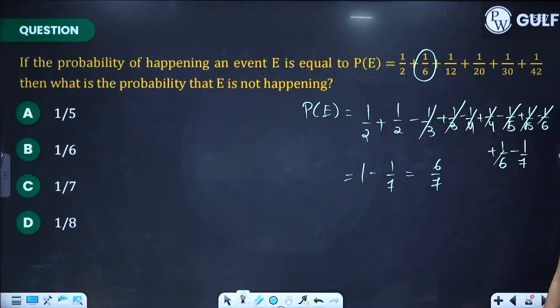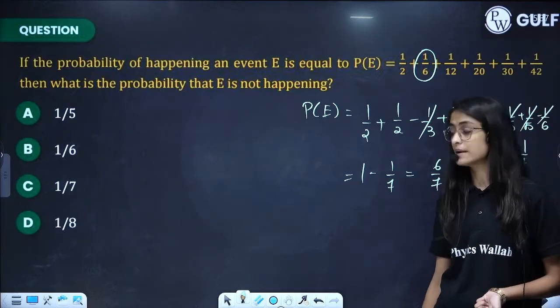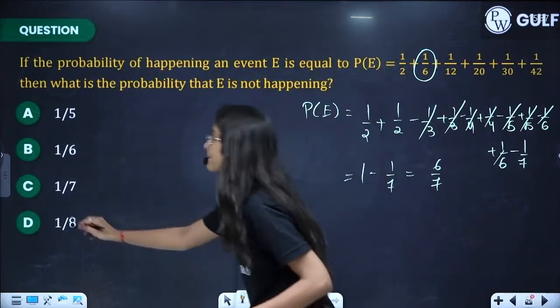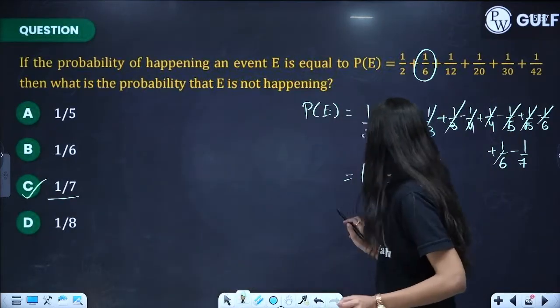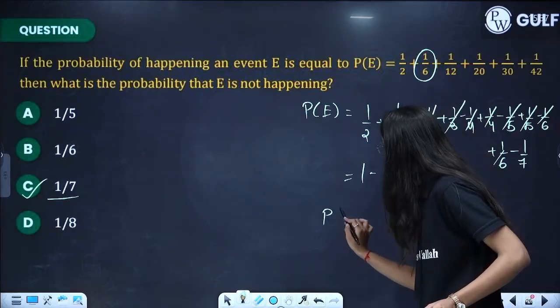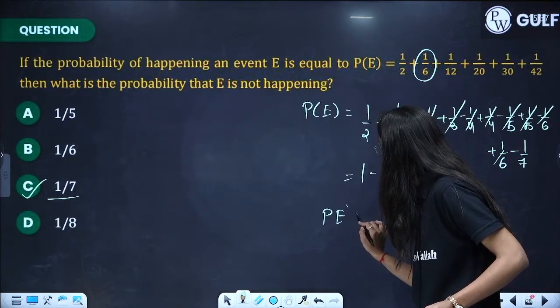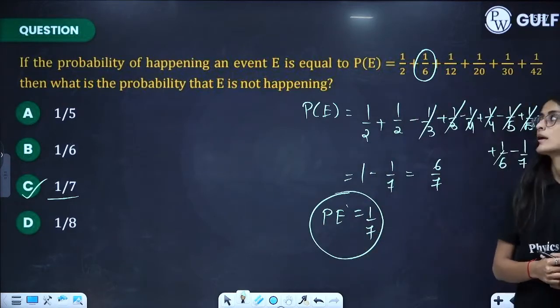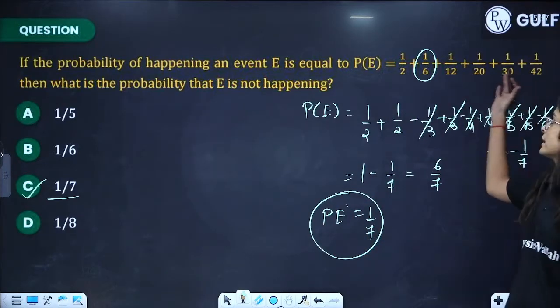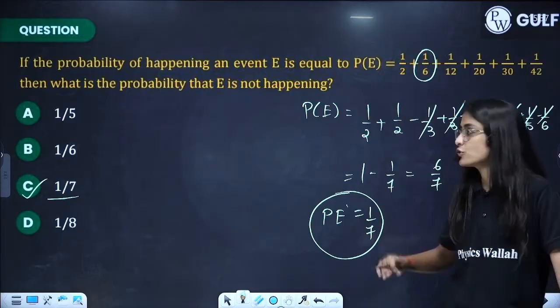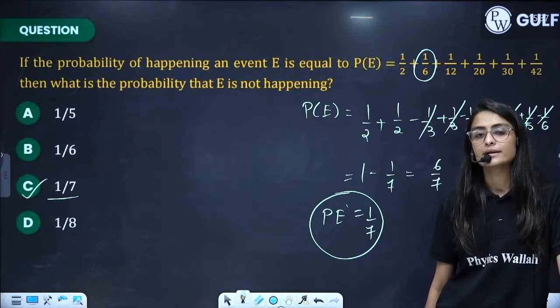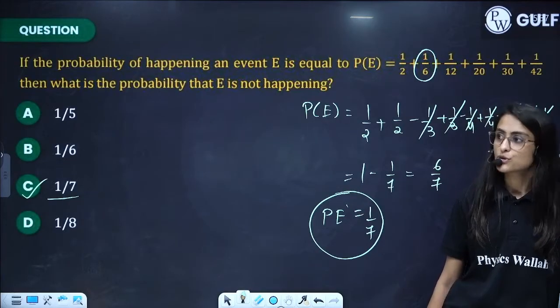That means the probability of the event happening is equal to 6 by 7. So for not happening, it will be 1 by 7. If P of E is equal to 6 by 7, then P of E dash will be 1 by 7. Another method is that you can add them directly. If you do not want to go by this particular formation or pattern, you can add them and solve it directly.